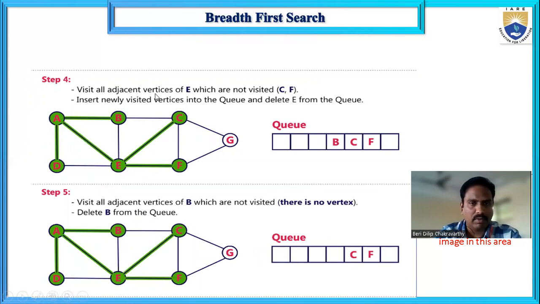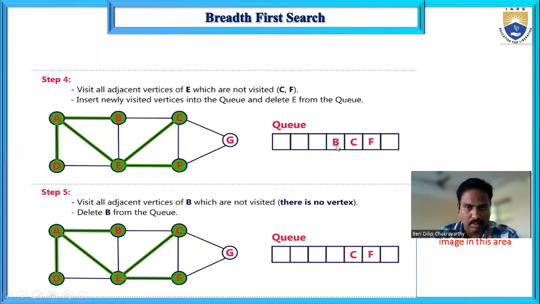Then visit all the adjacent vertices of E. For E, the vertices are B, C, F. I'll remove E. B is already there, so I need to add C and F. I'm adding them at the end. As you all know, insertion takes place at the rear end, the back end, and deletion takes place at the front end. First I removed A, then D, then E. Then again I have to remove B.